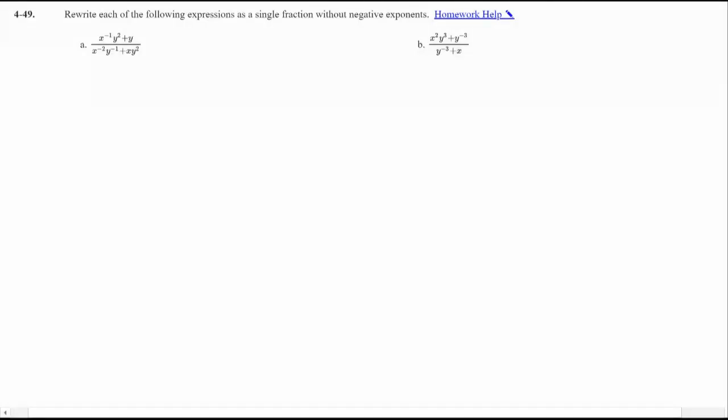Here we're asked to rewrite each of the following expressions as a single fraction with no negative exponents. So the first thing I'm going to do is deal with those negative exponents. And remember that they only apply to the variable or number that they're attached to here. And since there's no parentheses, each of these, like -1, -2, and -1, only apply to those variables.